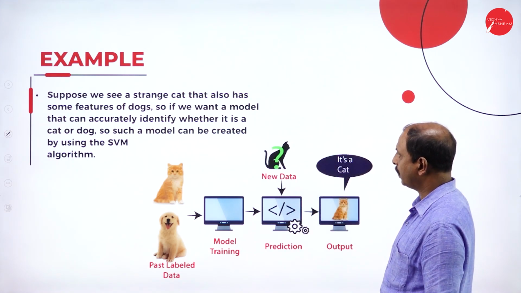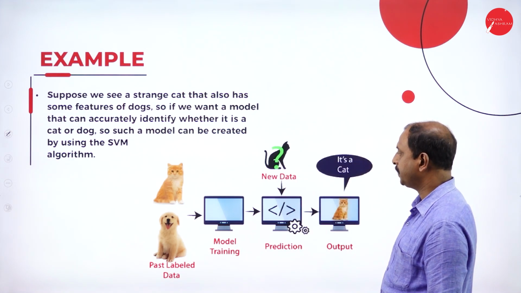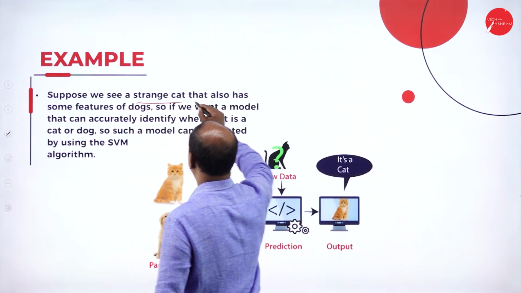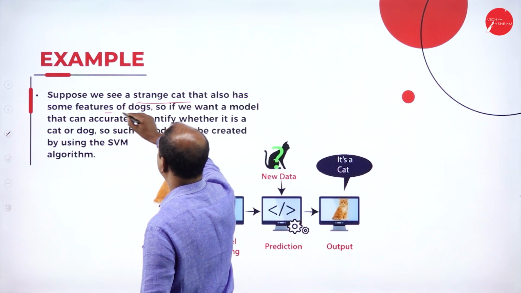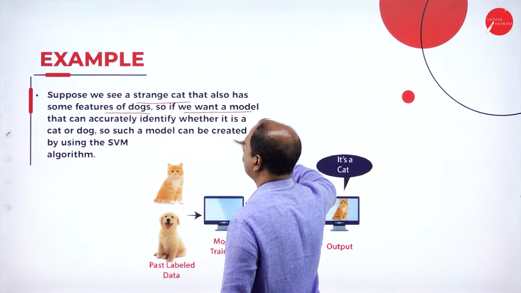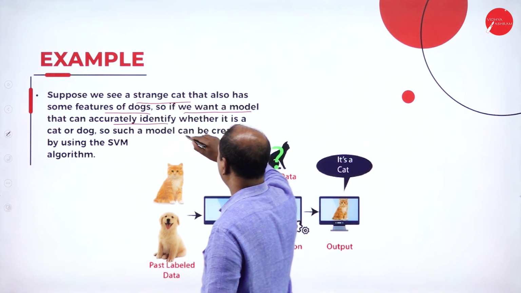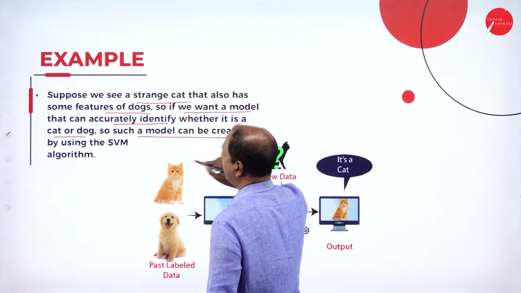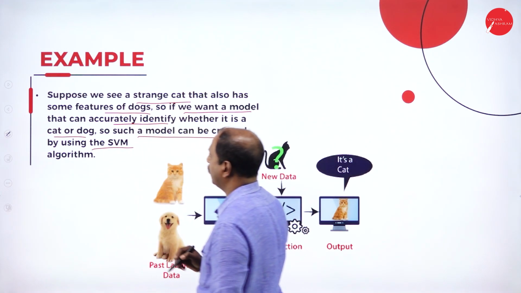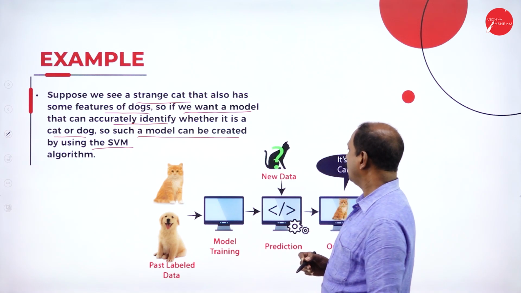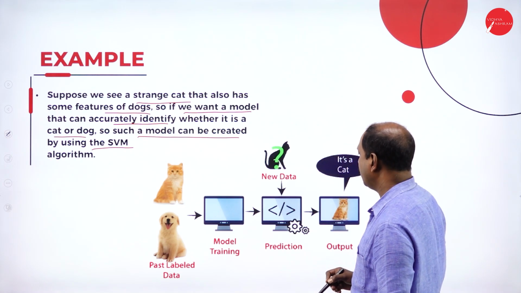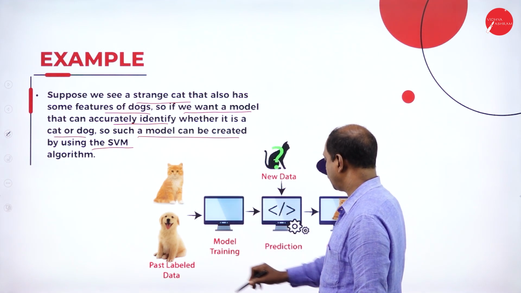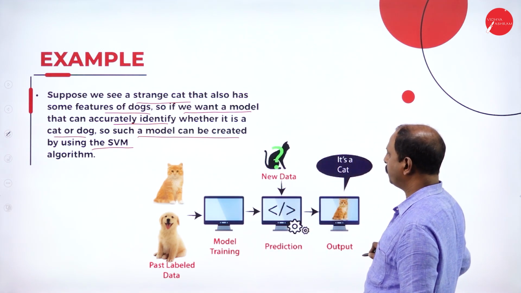What is the example for the support vector machine learning algorithm? Now, suppose we see a strange cat that also has some features of dogs. If we want a model that can accurately identify whether it is a cat or a dog, such a model can be created by using the SVM algorithm. This is one of the examples. Now look at the diagram here. We have the model here, we are going to predict with it, and this is the output.